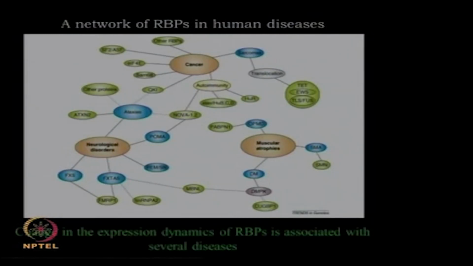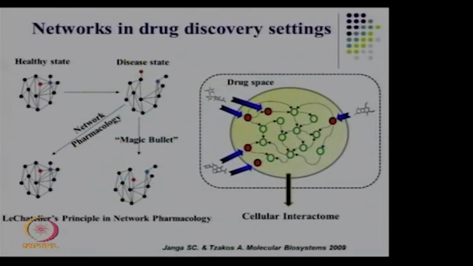So, what I am trying to arrive at here is that if there is a change in expression of either an RNA binding protein or any of its targets, it can be associated to a disease phenotype. And all these studies suggest that it is not just the effect of a single gene or protein, it is rather a combination of different sets of genes and proteins which contributes to a disease phenotype.